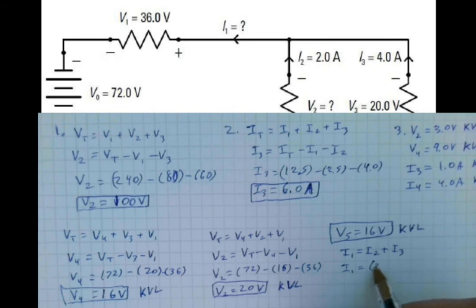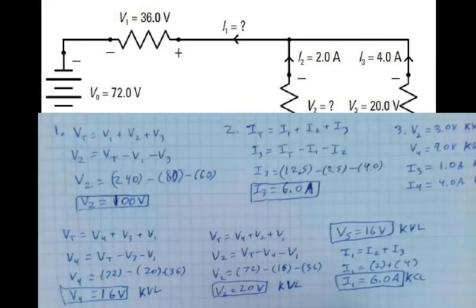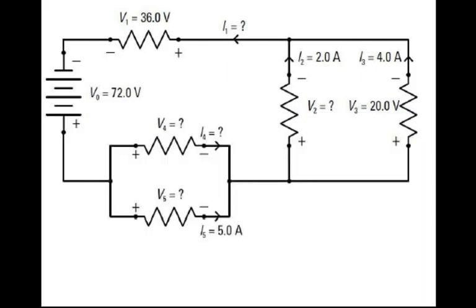So we have 2 plus 4, I1 equals 6.0 amps. That is known through the KCL law. Now that we know that I1 is 6, we can follow that along and see that 6 goes through here, and at this junction that 6 splits. 5 goes through this branch, 1 is going to go through that branch, and I just won't do that calculation.